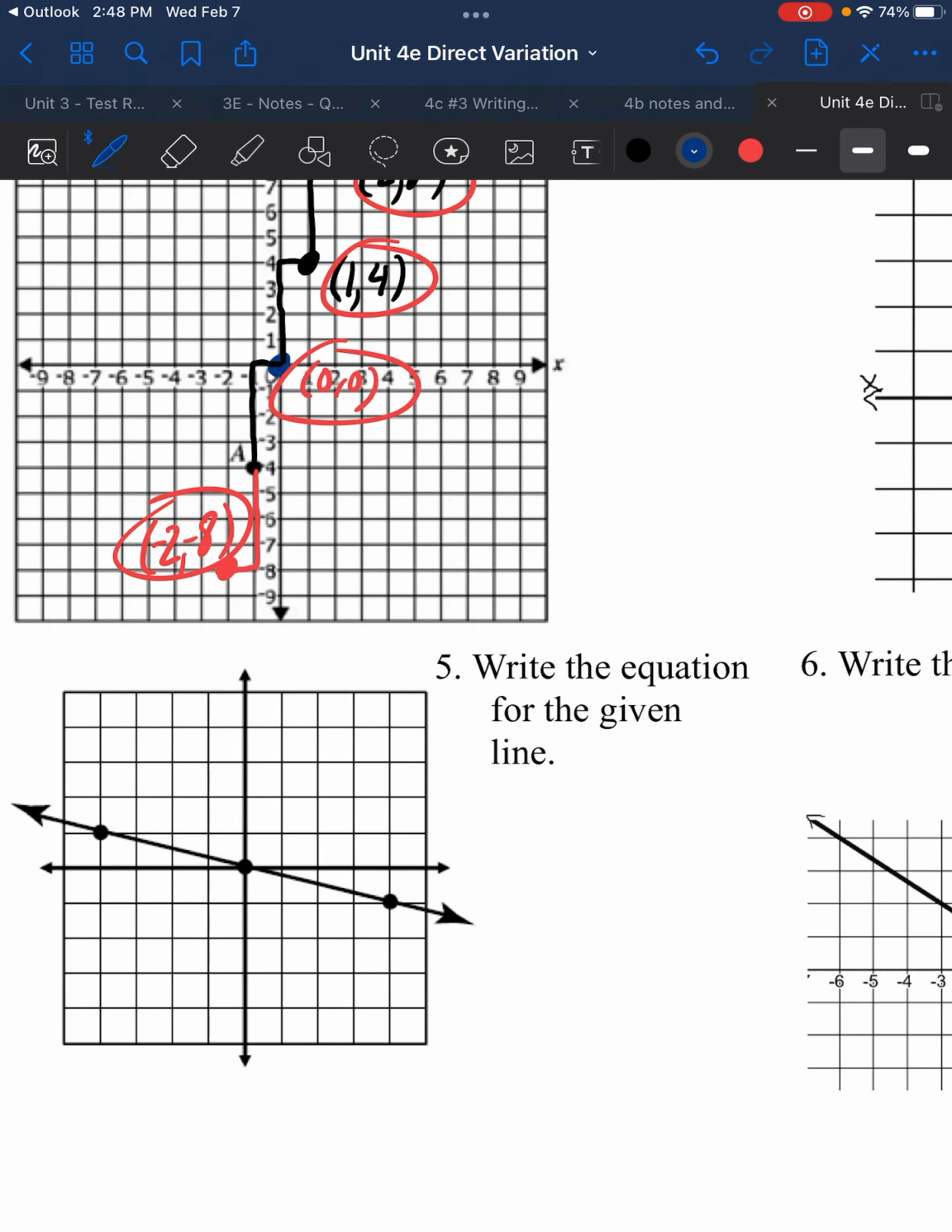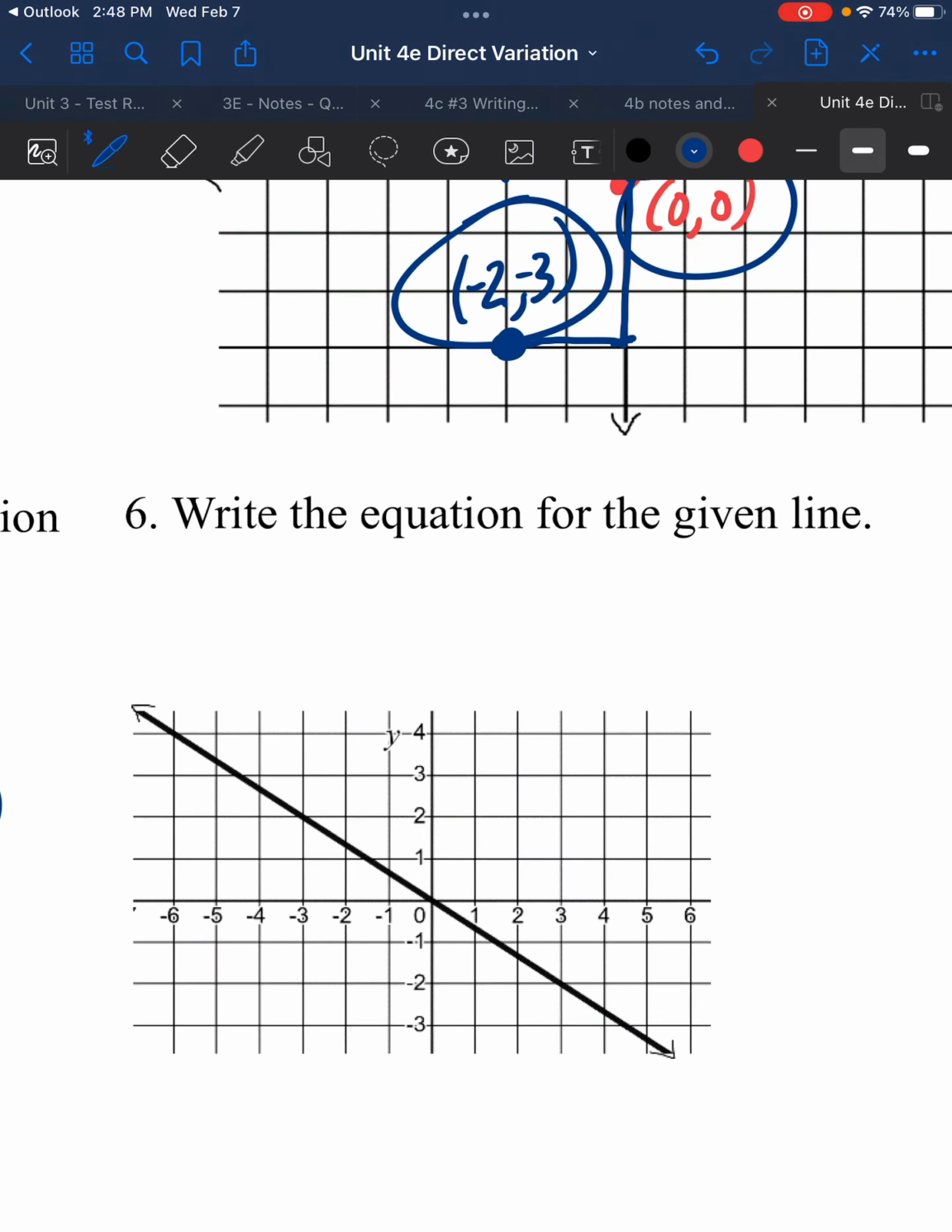Writing the equation for the given line: a y-intercept of 0 and a straight line means it's a direct variation. Looking at your slope, I'm going down 1 and to the right 4, so y equals -1/4, that's my slope, x plus 0. We don't need the plus 0, to simplify.